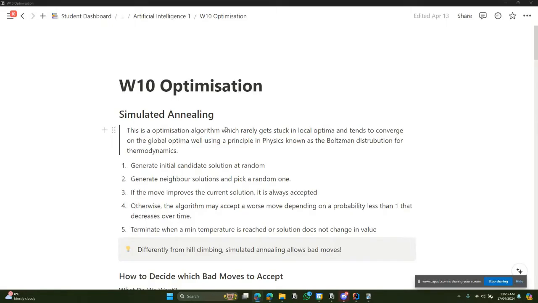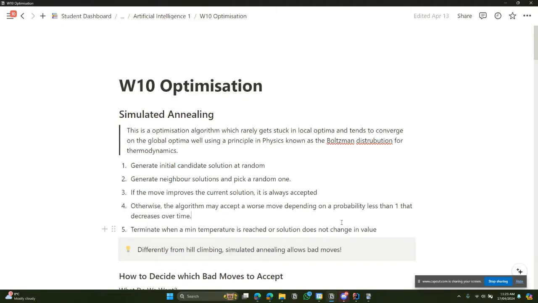What we're doing here is a simulated annealing. So we're simulating the same process, but instead of gradually cooling down a metal for it to become ductile, we are gradually cooling down a probability function to make it accept fewer worse solutions over time. We'll look at that in just a sec. That's basically where the term simulated annealing comes from. This terminates when a minimum temperature is reached or the solution does not change in value.